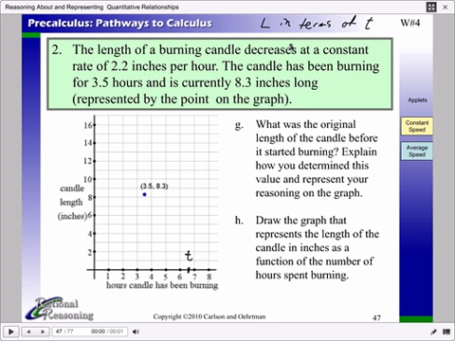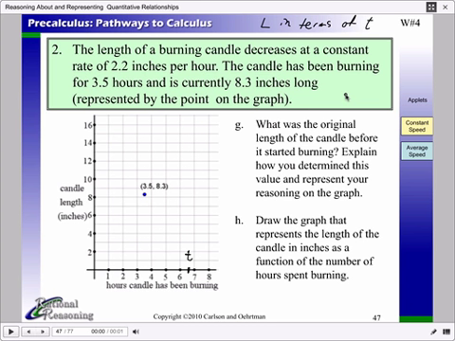Okay. Did anyone have success? Tell me, in the blue shirt. Negative 2.2t plus 16. That's an answer, but I'm looking for a process. Did we learn a process of reasoning?